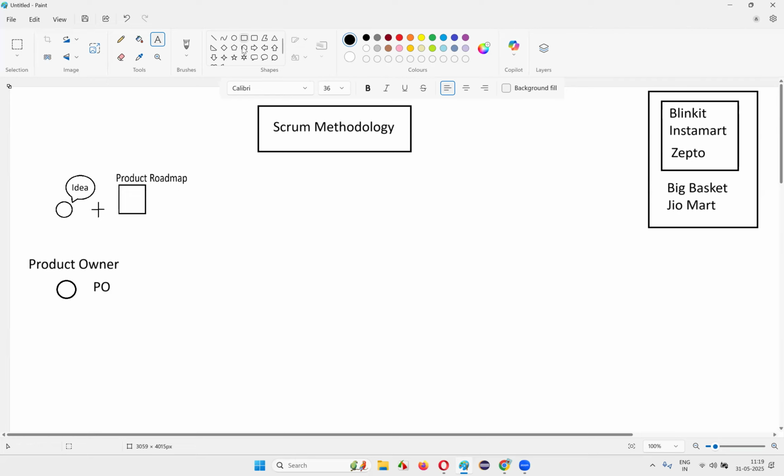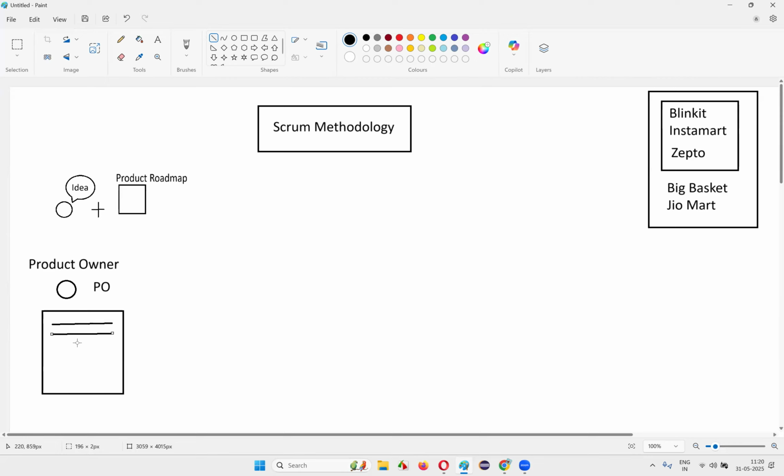What is the role of this person? The person will start gathering something known as requirements. Requirements. The gathered requirements will be put into one bucket. This box is like a bucket. All the requirements required for building something like Blinkit or Instamart or Zepto are known as product backlog.